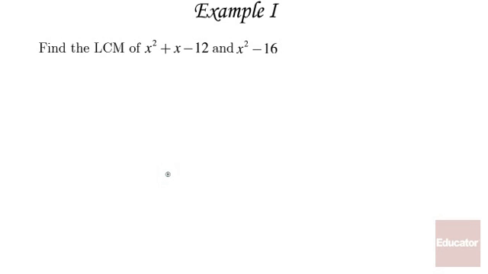First example, we're asked to just find the LCM. So find the LCM of x squared plus x minus 12 and x squared minus 16. So we're not even working with rational expressions yet. We're just talking about finding the LCM of two polynomials. And that technique is what allows us to find common denominators when we're working with rational expressions with unlike denominators. So in order to find the LCM, I'm going to factor both of these polynomials.